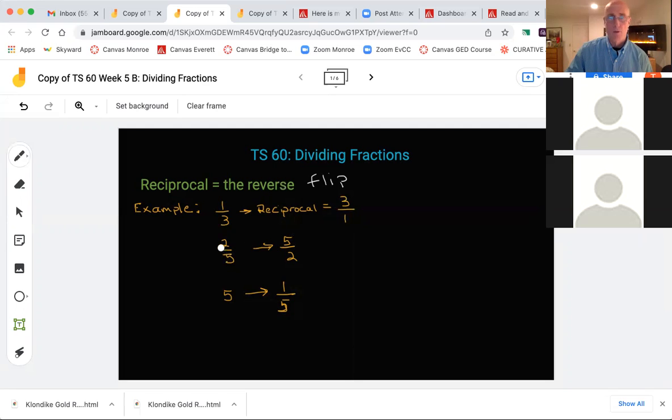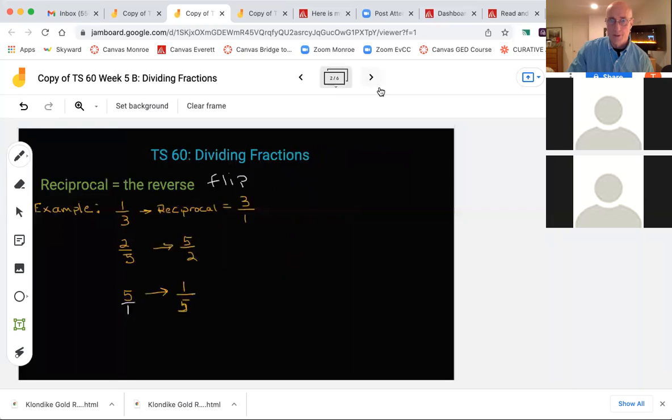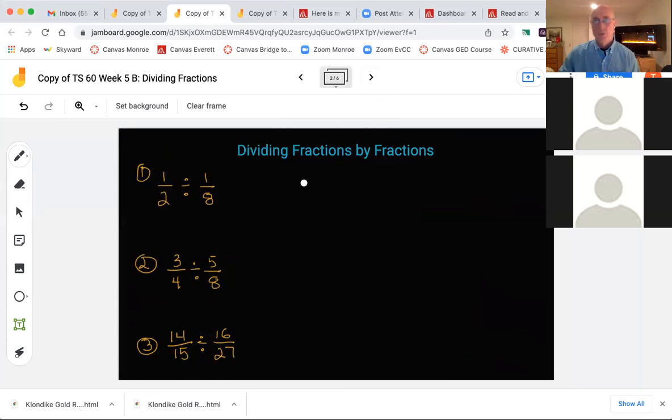In the example 2/5, if I ask you what's the reciprocal of 2/5, you'd flip it upside down and put 5/2. If I ask you what's the reciprocal of 5, I'm just going to put it over 1, like it's a fraction, flip it upside down, and it's 1/5. So again, a reciprocal is the reverse, it's the flip. Now that becomes really important in dividing fractions, because we're going to give you a couple of examples. So copy down problem number 1: 1/2 divided by 1/8 in your notes.